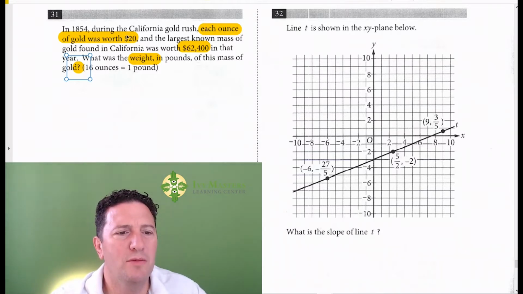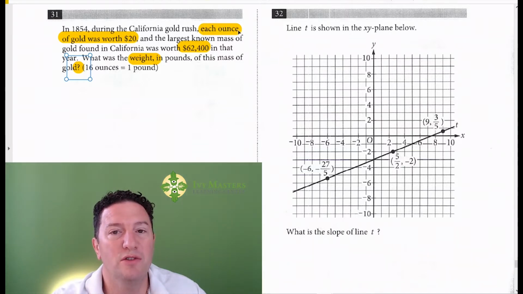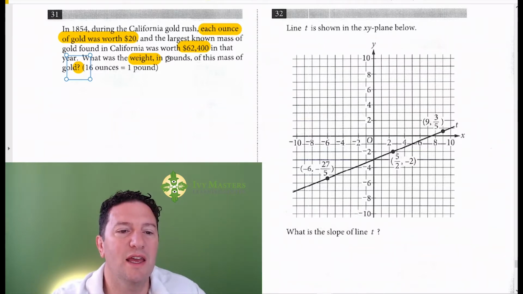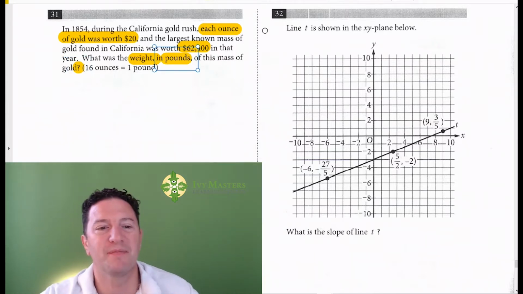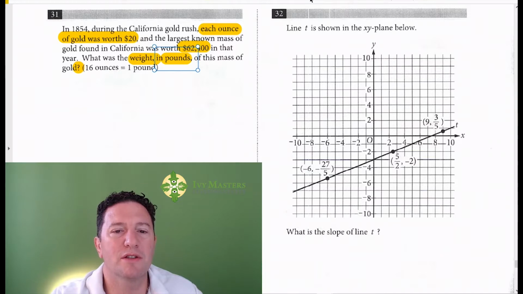Two of them have the same units, dollars, and the other has the same unit as the one being asked about. It's telling you each ounce, meaning each 1 ounce, and the question is asking the weight in pounds, so we are going to have to do a conversion here. But let's set it up. Sometimes it's confusing to students because there are 4 proper ways to set up a proportion.